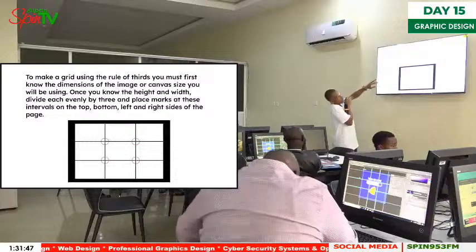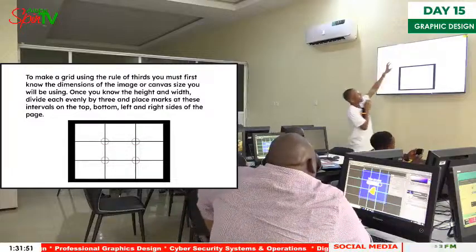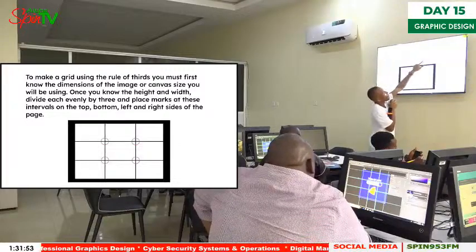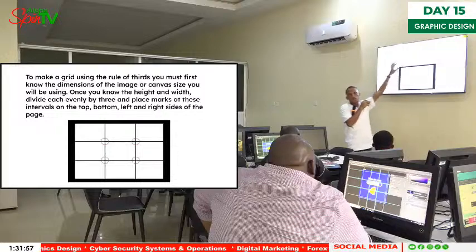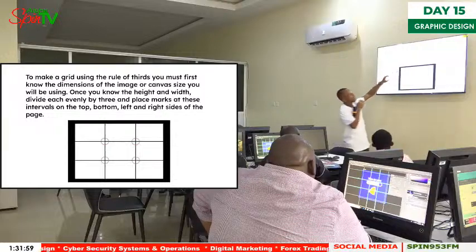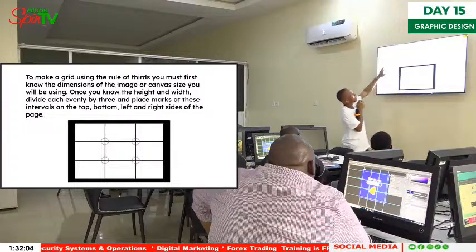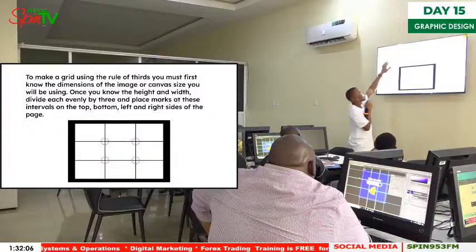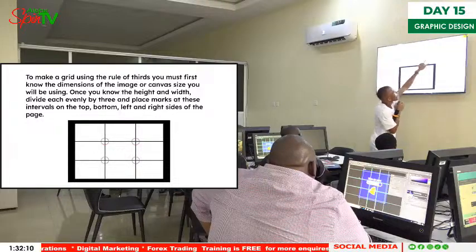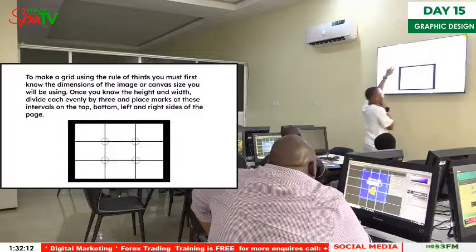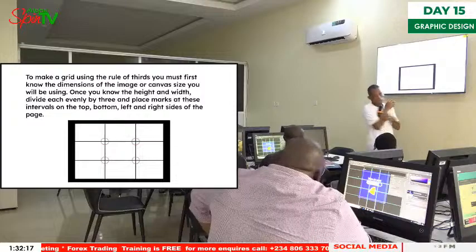You will be using the canvas size. Once you know the height and width, divide each evenly by 3 and place marks at this interval. Do you understand what this says? Once you know the height and width, divide each evenly by 3 and place marks at these intervals on the top, bottom, left, and right side of the page. Now let me explain to you guys.